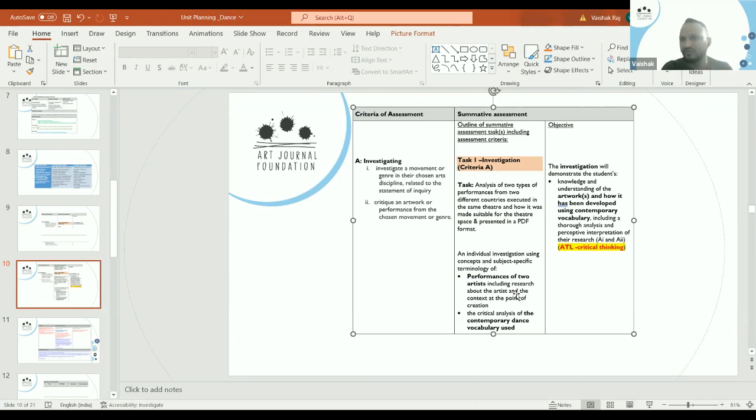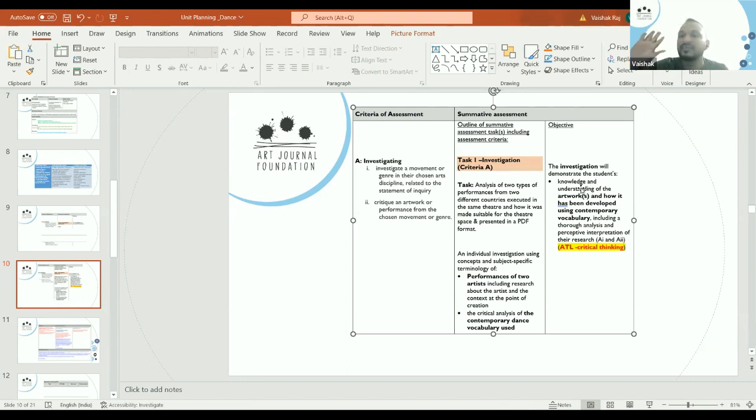Okay. So if you're teaching MYP 1 or something, it will not be this much. It'll be just describing the performance and outlining the elements used in the performance. Those can be your 2 major things that you look for. Objective: the investigation will demonstrate the students' knowledge and understanding of the artwork and how it has been developed using contemporary vocabulary. Now, task 1 is there, criteria A is there, we did an investigation. But what will the student gain out of it? What is it reflecting?